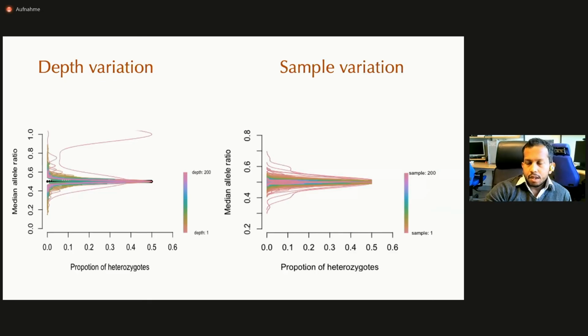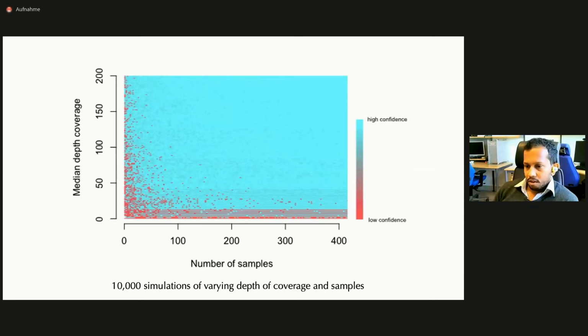So we checked that with some simulations. As you can see, as the depth value changes from 1 to 200, the expected median allele ratio changes a lot, from 1 to 0, whereas it should be 0.5. It's the same with number of samples, but it is much more for depth variation than sample variation. To test this more, we did 10,000 simulations, and we plotted that against the median depth coverage and number of samples.